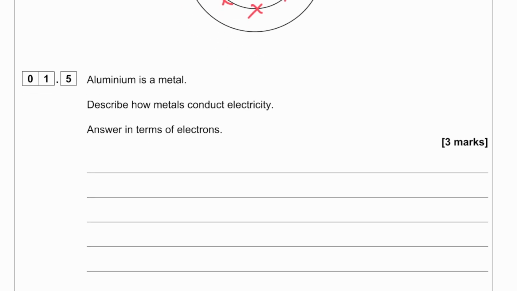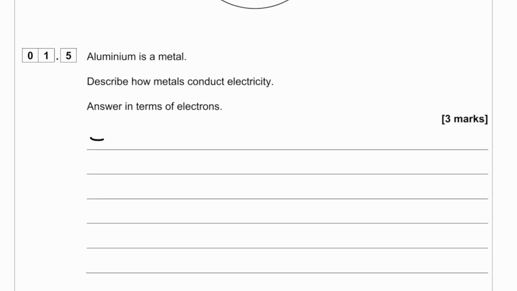And the next question, aluminium is a metal. Describe how metals conduct electricity. Answer in terms of electrons. So we should know that in a metal you have delocalized electrons. And what we say delocalized electrons, that means the electrons, they don't stay with the atom. They are free to move around, okay?